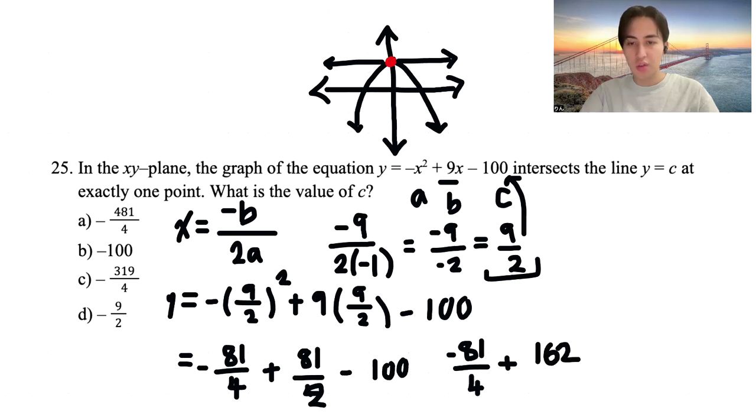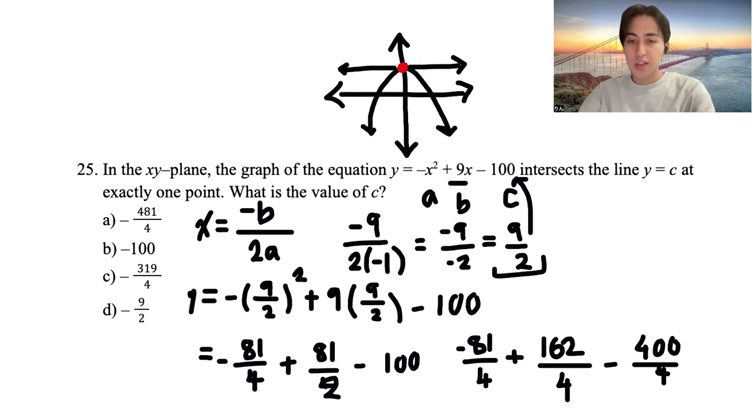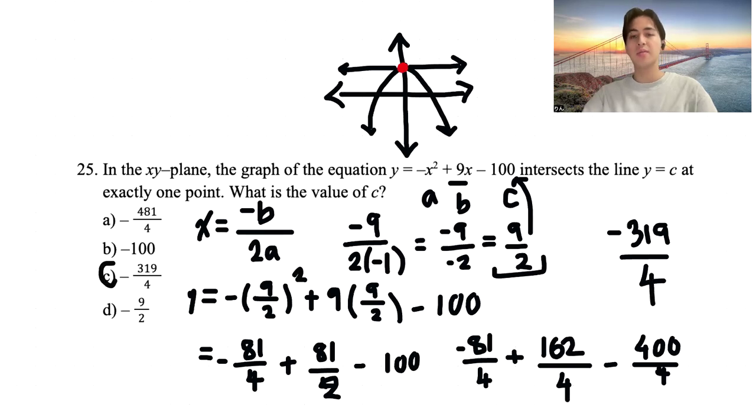So you're left with 162 over 4 minus 400 over 4. Once you simplify this, you'll get negative 319 over 4, which is your answer, C.